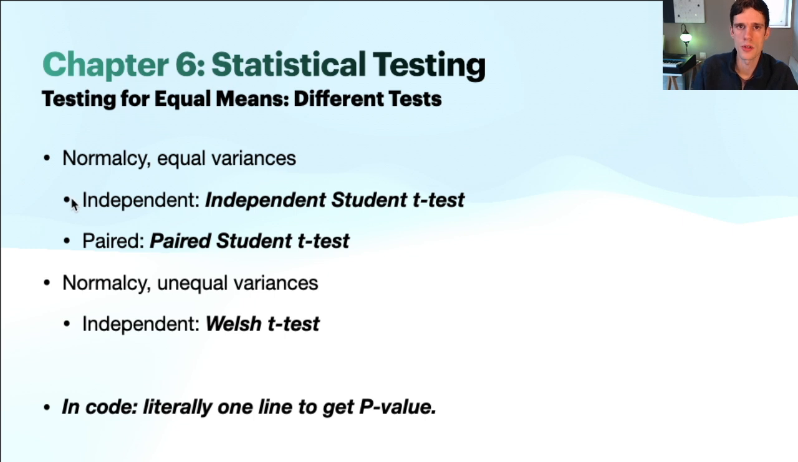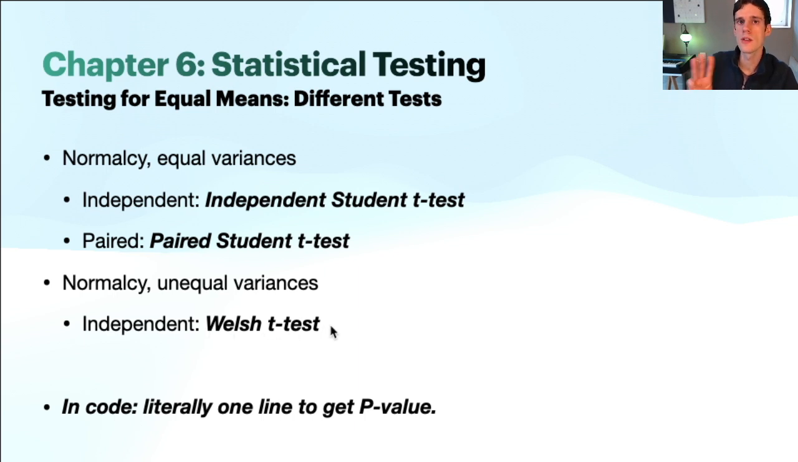We either have samples coming from independent datasets, and then we will use the independent student t-test. That is also the test that we used in the previous lessons when we looked at the reasoning of statistical testing. However, we can also have a paired dataset, and in that case, we will use a paired student t-test. Now, if we don't have equal variances fulfilled as a requirement, but we do have normalcy, so we have a dataset with normalcy but unequal variances, then because we have unequal variances, we assume that the underlying dataset is an independent dataset. And in that case, we will use the Welch t-test.